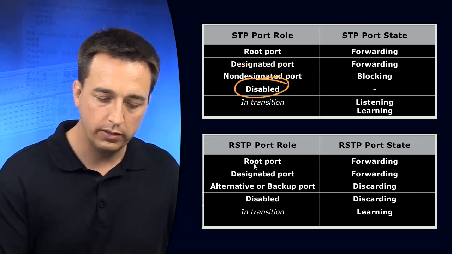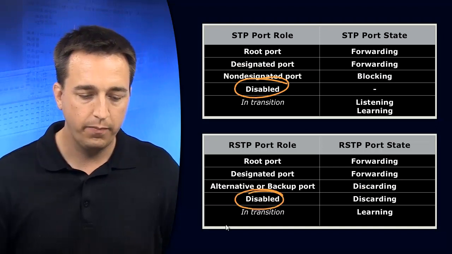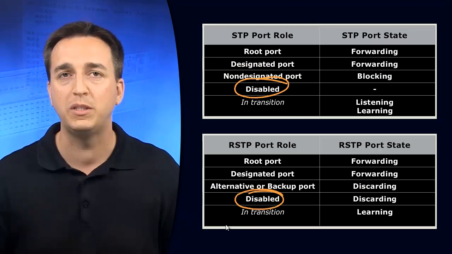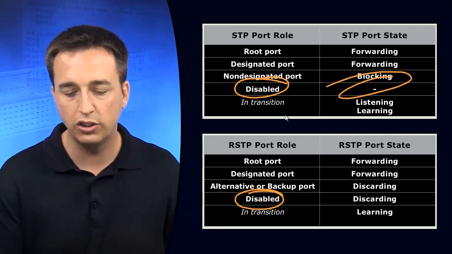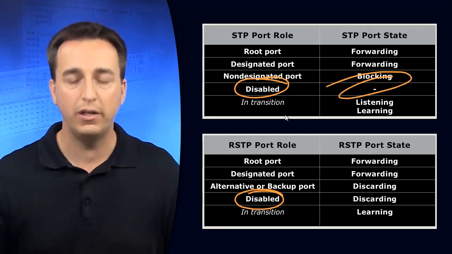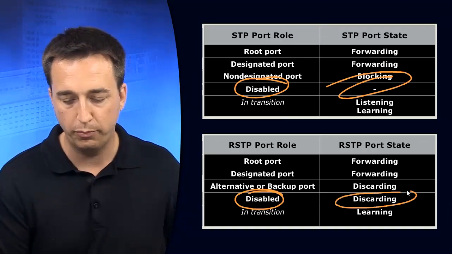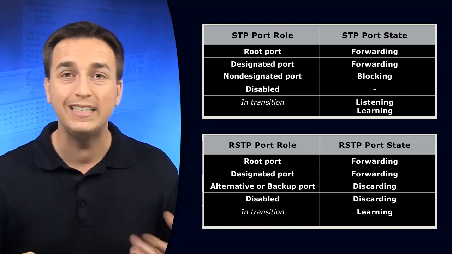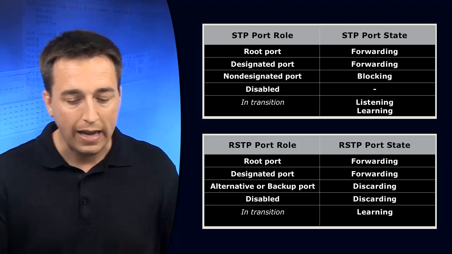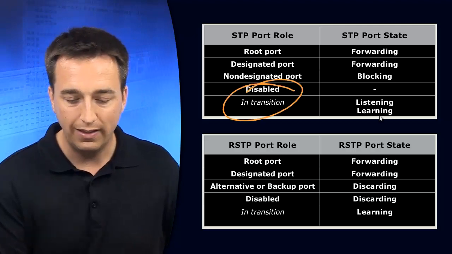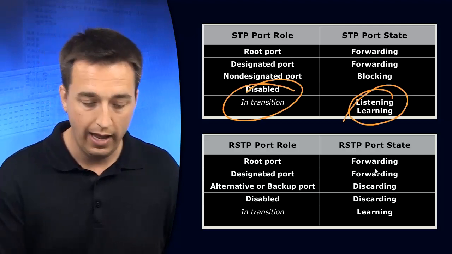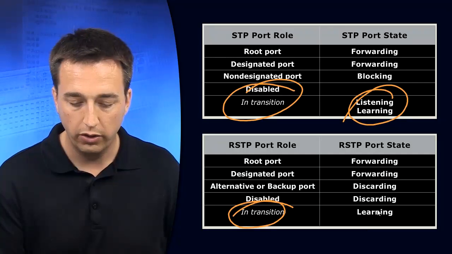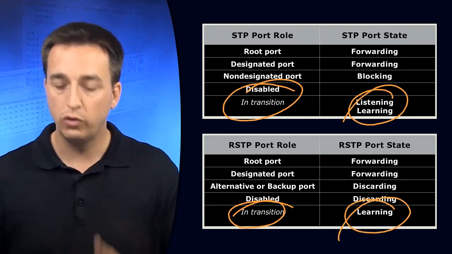Disabled ports exist for both spanning tree protocol and rapid spanning tree protocol, but there's no state associated with it for spanning tree protocol. With rapid spanning tree protocol, you classify it as discarding. And then lastly, the transitionary phases. With spanning tree protocol, you have listening and learning, and with rapid spanning tree protocol, you simply have learning.